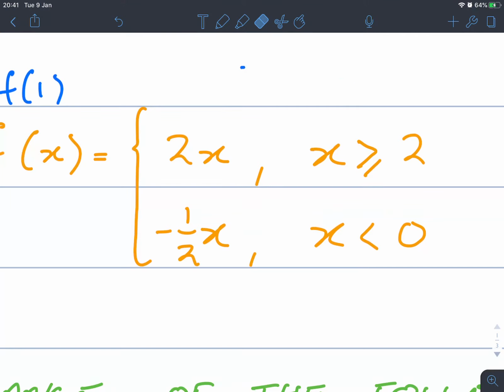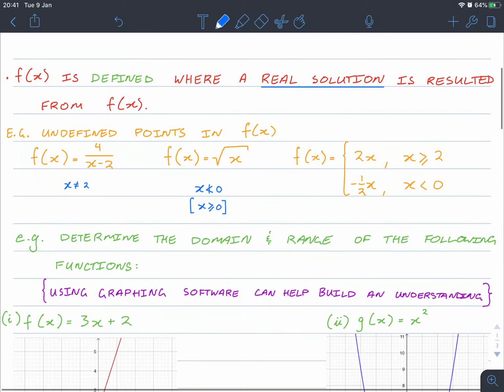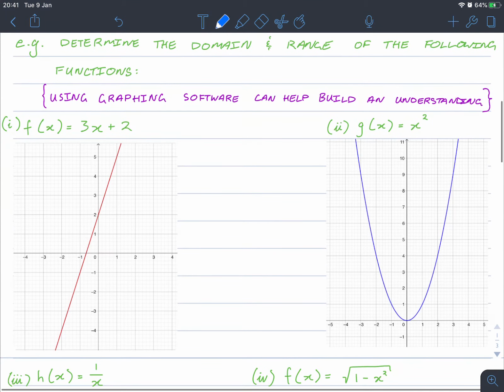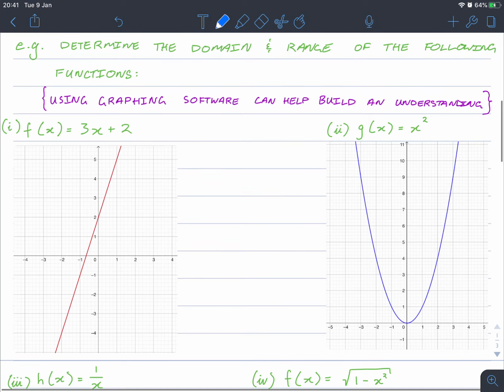I hope that gives you an idea of defined points, because now we're going to look at the idea of the domain and range. Let's take a look at this one. With questions such as these, when you're doing it for the first time, I highly advise going online and looking for a graphing calculator, so you can type in these functions and it will show you what they look like. Let's get into this first function here.